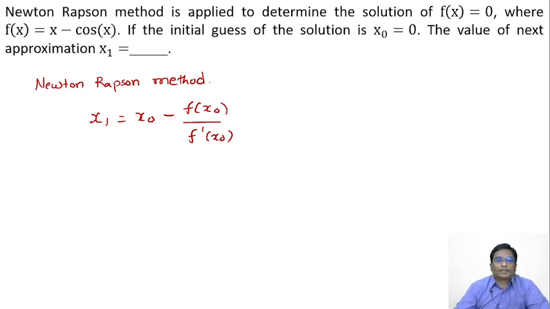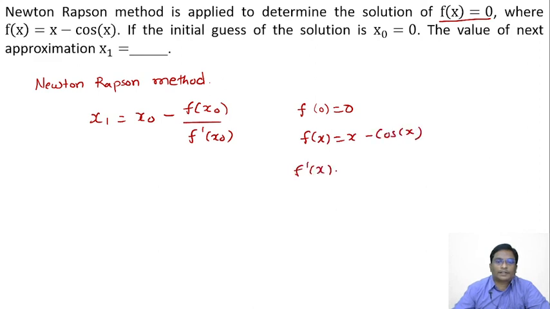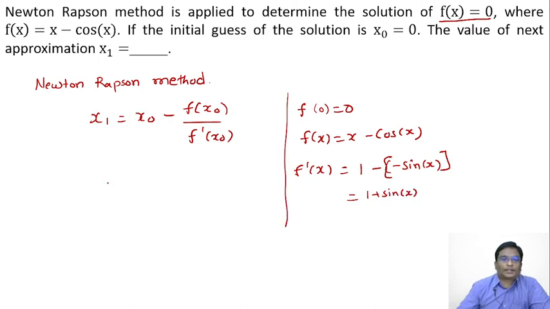First approximation, you can calculate this. They gave the initial value 0. f of x is given as x minus cos x. Then what is f dash of x here? This is 1 minus, minus sin x, which is nothing but 1 plus sin x. Right. For x1, let us substitute.